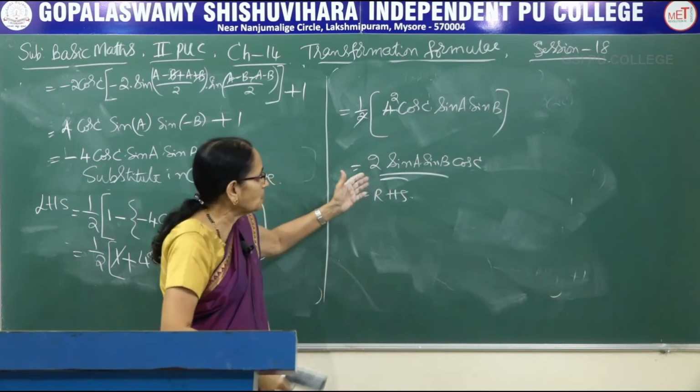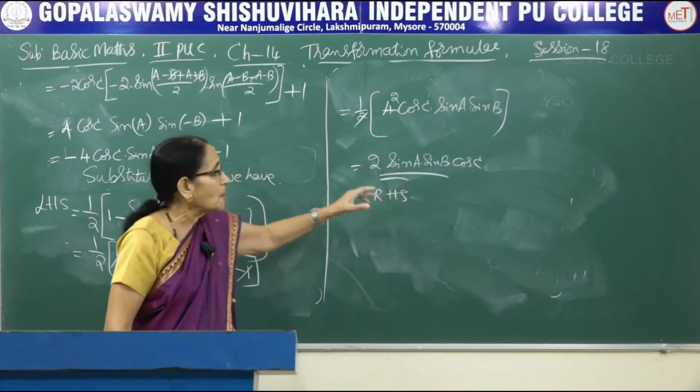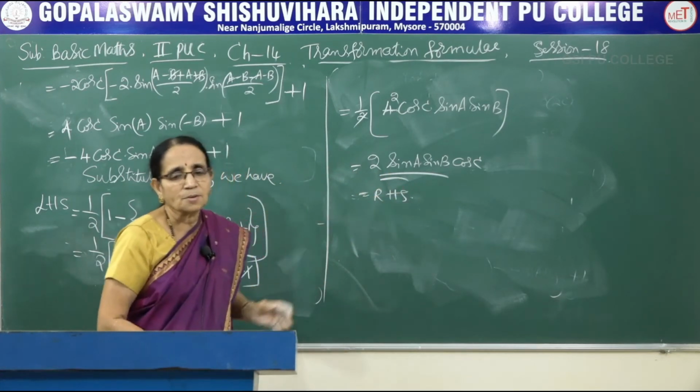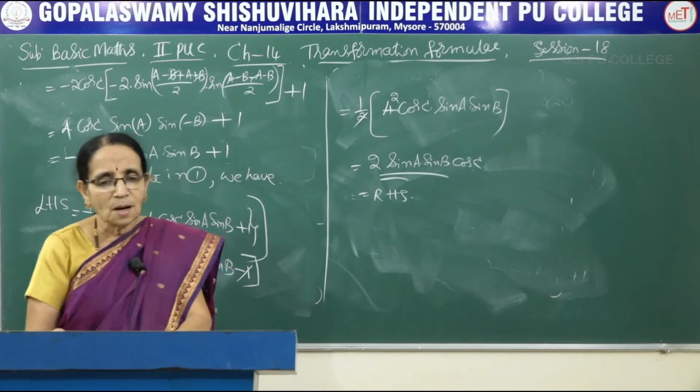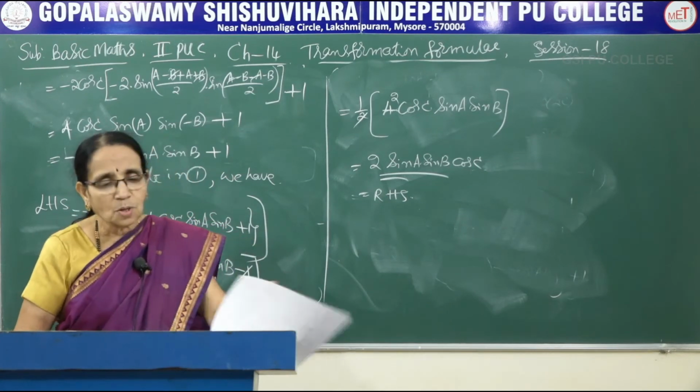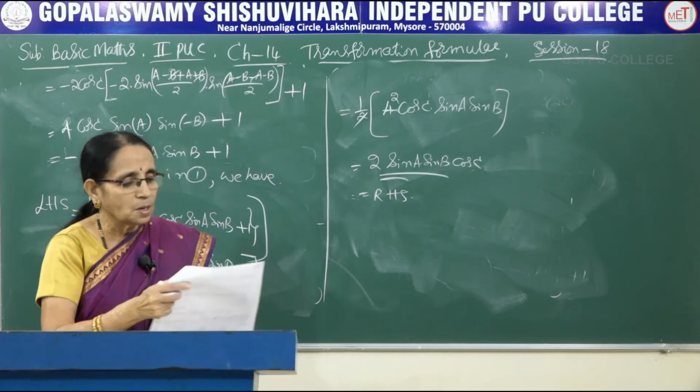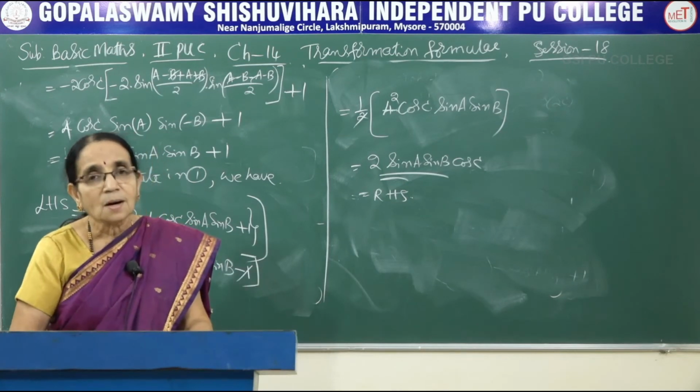You can remember in the previous problem also we got the same answer, but there was one constant term there. So this is the final answer. We get 2 times sin A into sin B into cos of C. So this is the right hand side.